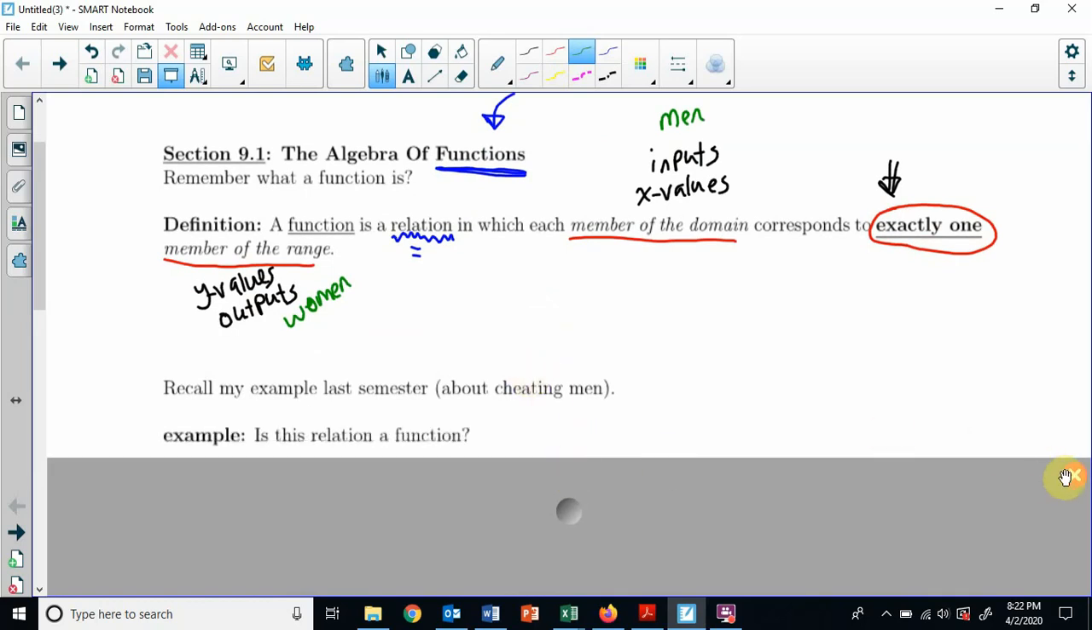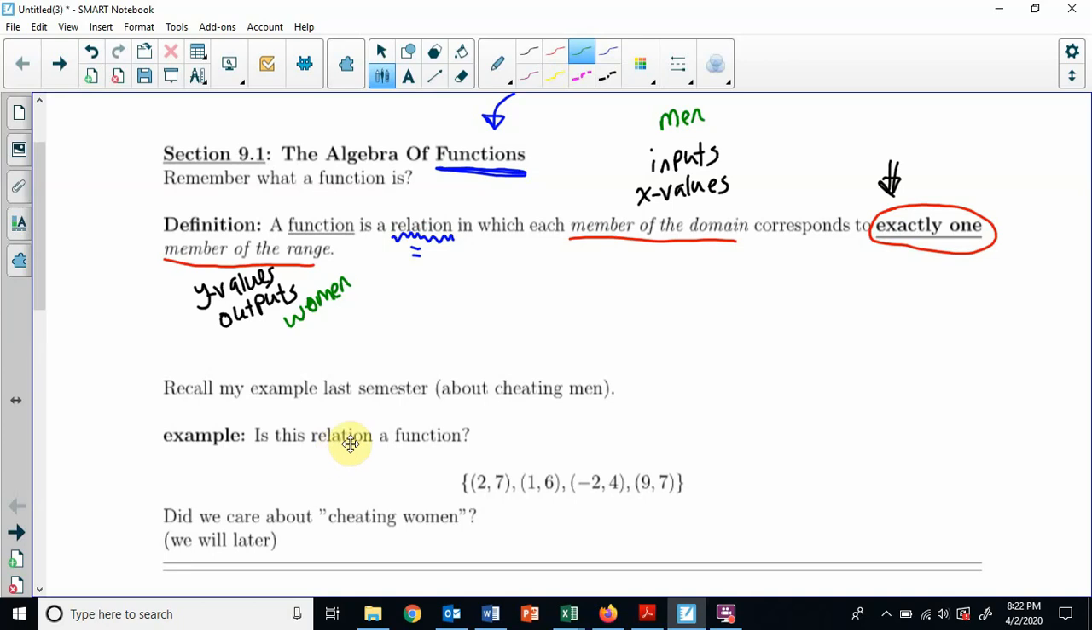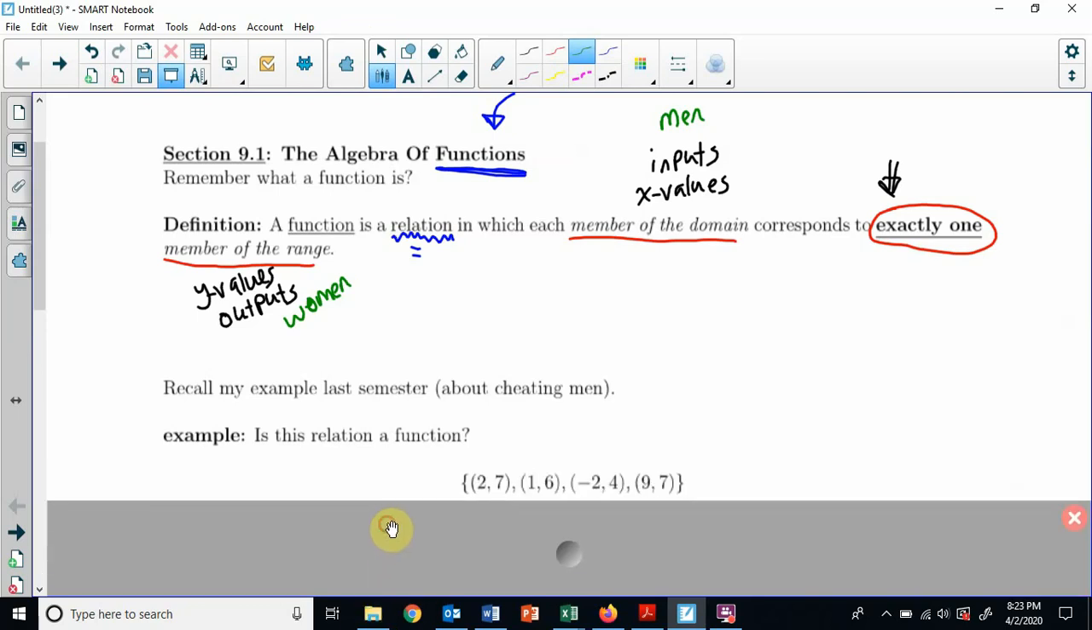Okay? So let's look at some examples. So here's a relation. We can show relations as ordered pairs, as an equation, as all sorts of stuff, as a graph. But we just want to see. So remember, ordered pairs are just x, y pairs, right? So this is an x, this is a y, this is an x, this is a y. And when they're in an ordered pair, those are the ones that are related. So you look to see if any of the x's are cheating. So this is Mr. 2 right here. He is with Mrs. 7. Do you see Mr. 2 hanging out with any other women?